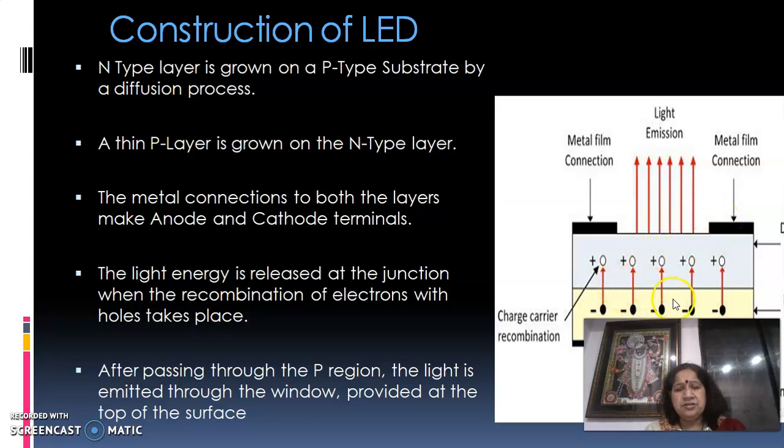Light energy is released, we know, at the junction when the hole-electron recombination takes place in case of LEDs, whereas in normal PN junction diodes, heat is radiated. And after passing through the P region, the light is emitted through the window provided at the top of the surface.